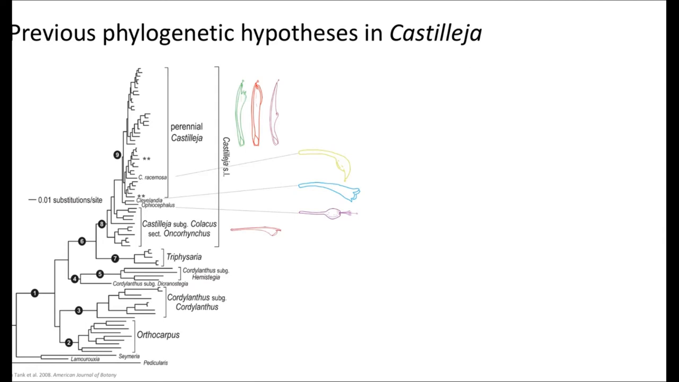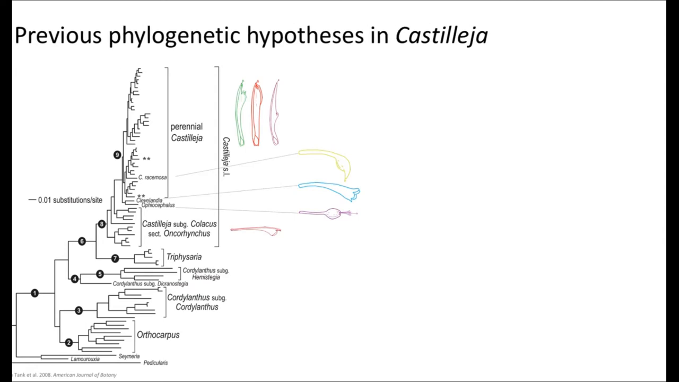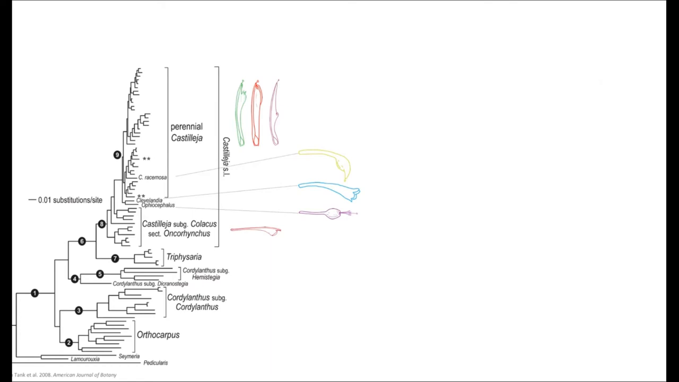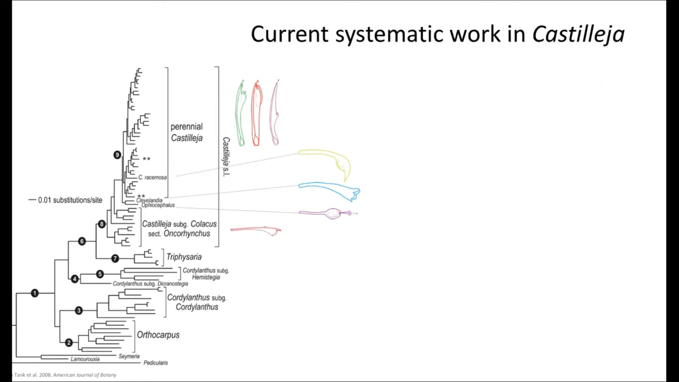And so that's what happened when I joined the team. What I'm going to do now is bring you into the present with the data that I collected during my PhD and that I've been working on ever since, to tell you about what's happening currently with systematics in the group. So the first thing we wanted to do was to expand the sampling.